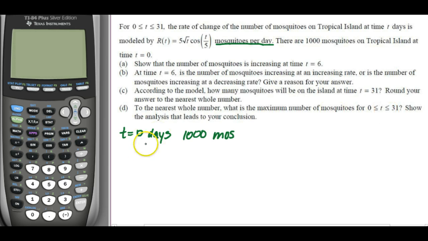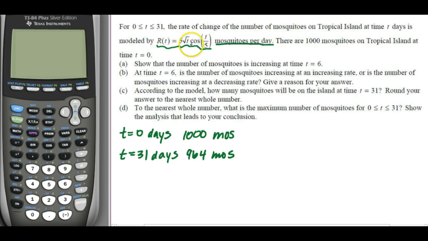And we even have how many mosquitoes there were at 31 days. We solved that in part C. So at 31 days, there were 964 mosquitoes. So right now, just checking the endpoints, we could say that the current maximum would be 1,000 mosquitoes. But we need to check any critical points. So we need to check critical points by setting the derivative equal to 0. And again, for who knows how many times, this is the derivative of the function that counts mosquitoes.